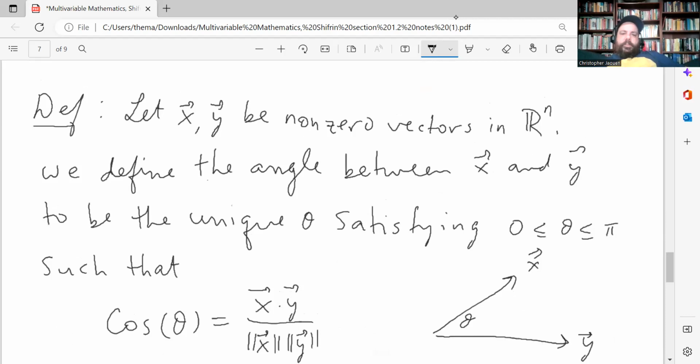Okay, next definition. Let x and y be non-zero vectors in Rn. Then we define the angle between x and y to be the unique angle theta, satisfying, so theta has to be between 0 and pi, so between 0 and 180 degrees, such that cosine theta is x dot y over the length of x times the length of y. Let me just show you where that formula comes from. This is a really important formula for giving the geometric meaning of the dot product.